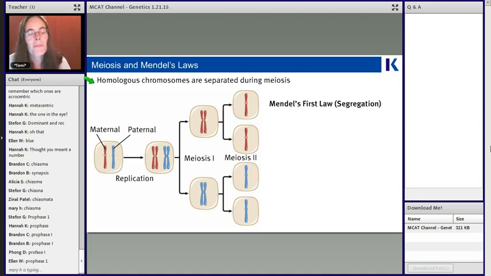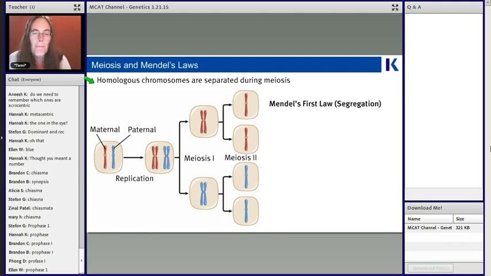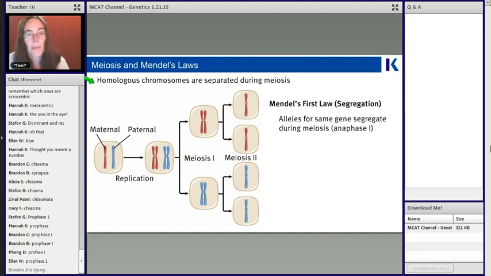Mendel was a brilliant little monk that played with pea plants. We all know who he is, okay? Mendel's first law was about segregation. What it says is alleles for the same gene segregate during meiosis. This specifically happens in anaphase 1. So they segregate here. Mom's brown-eyed allele went here, and dad's blue-eyed allele went down here. So the alleles for that same gene specifically segregate during anaphase 1.